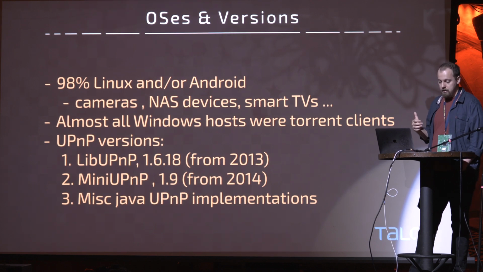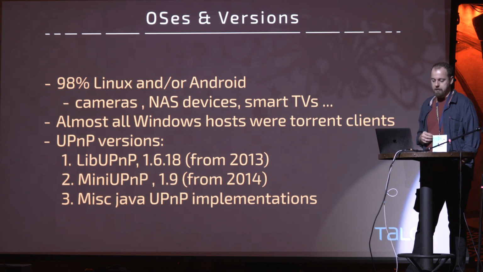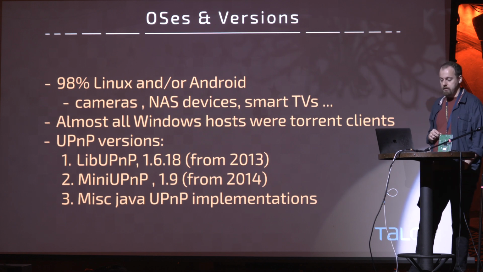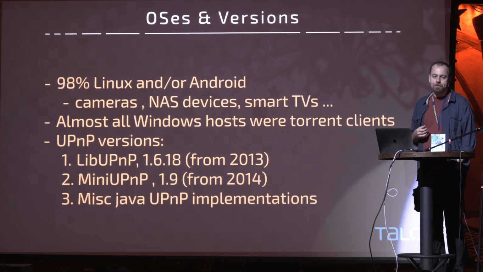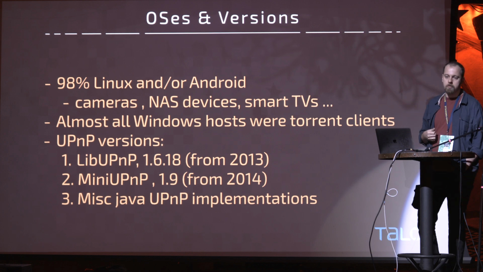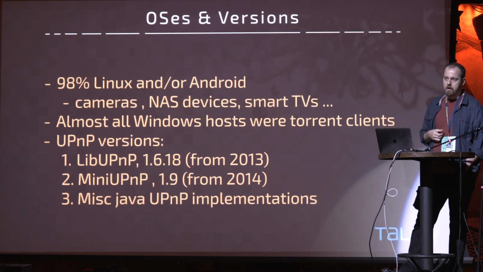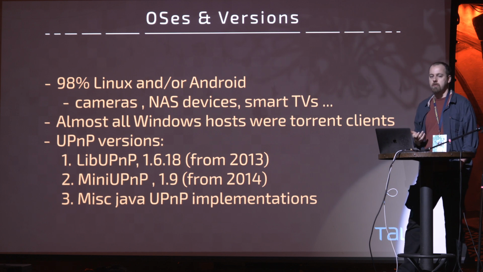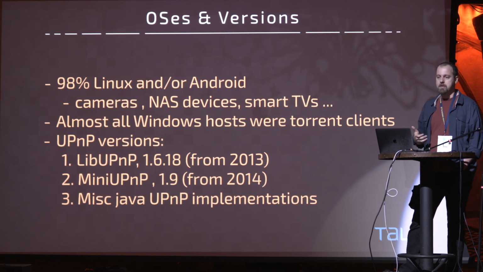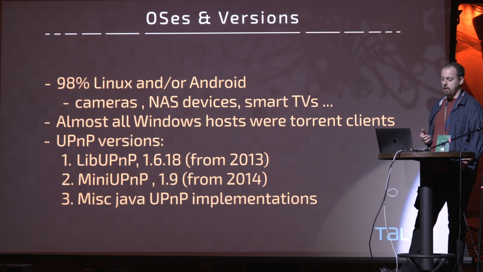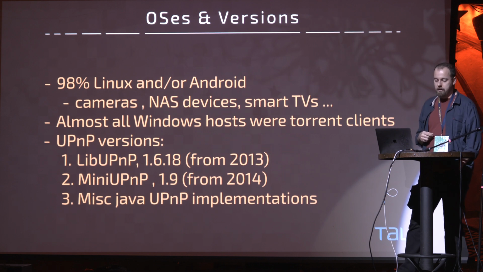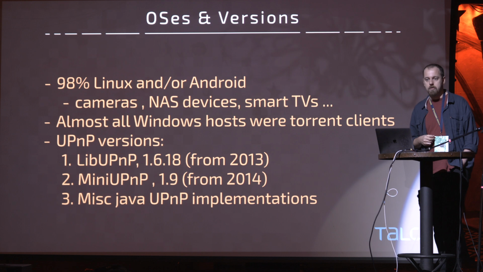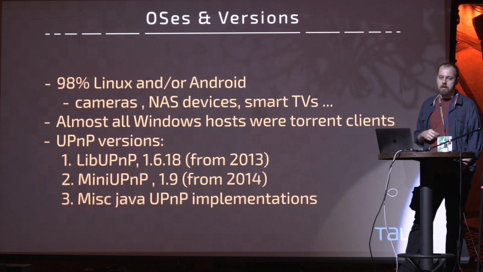Since we can actually see the versions of the UPnP and types of libraries that they're embedding in these applications, we also had no surprises there. libupnp is by far the most popular, which makes sense because that's the reference implementation of UPnP. It's a relatively small library, easy to embed and easy to use, so that was hugely popular. What was kind of surprising was that the most popular version of it was 1.6.18, which came out in 2013 and has had a couple of very severe vulnerabilities found in it since.